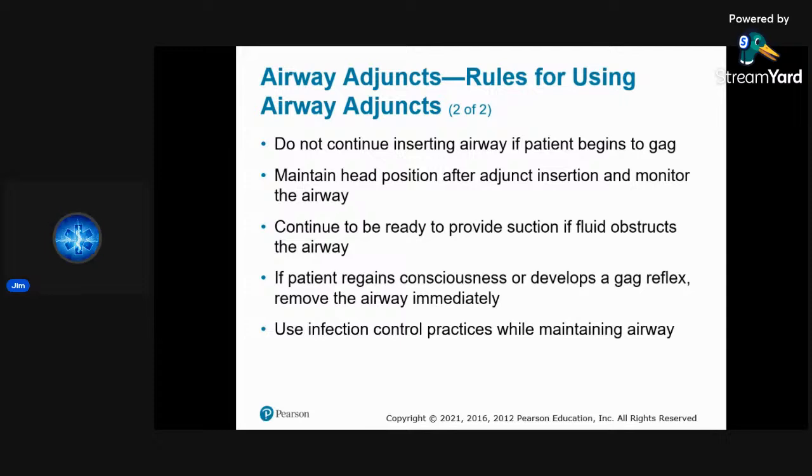We're going to maintain head position after the adjunct is inserted and monitor the airway, right? This doesn't mean that the airway is completely open, so we still have to do our maneuvers, the head tilt chin lift or the jaw thrust, when we're managing the airway, but this will help hold it. Going to have the suction available in case we get fluids in the airway. If they regain consciousness and develop a gag reflex, we're going to have to take this OPA out immediately. And you're going to use infection control practice. At minimum, you're going to have gloves, but anytime you're suctioning, they recommend gloves, a mask, and a face shield.